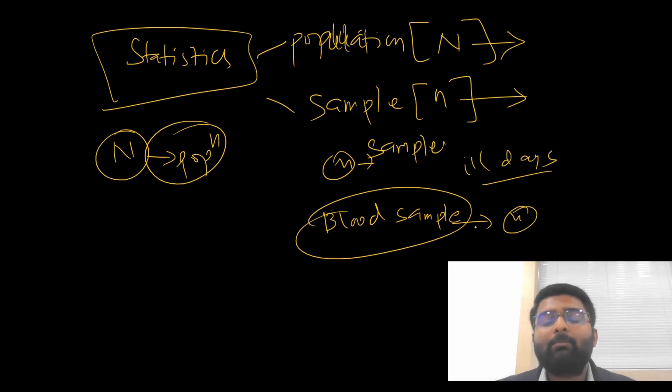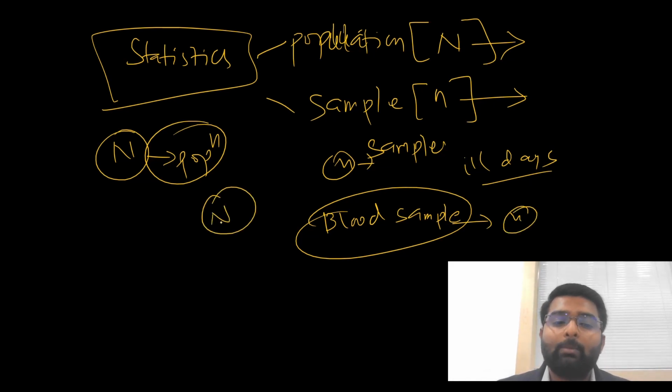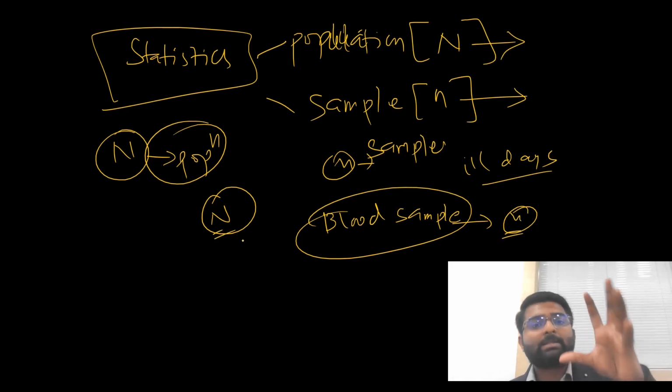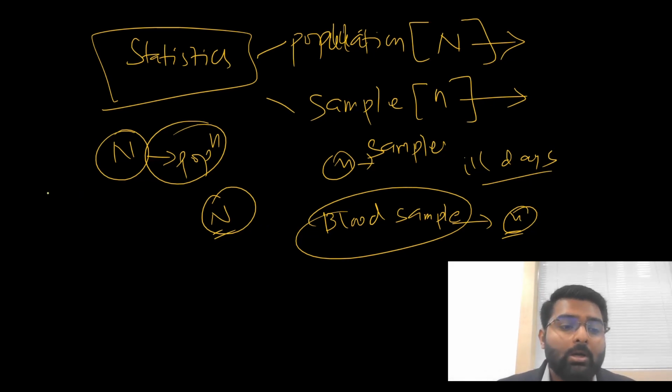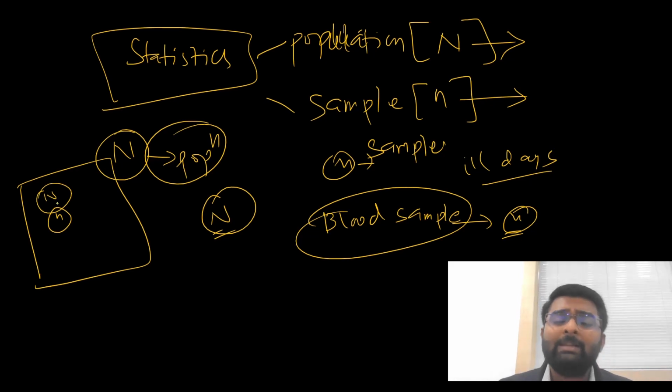This blood sample is nothing but small n, and the entire human blood is capital N. Why do I need to take this sample out of the population? To understand the behavior of that population. So when I take that sample out of the population, it tells me how my entire population behaves. For example, a blood test.